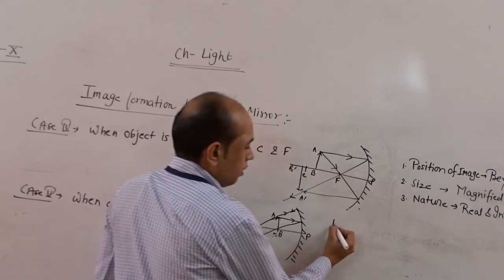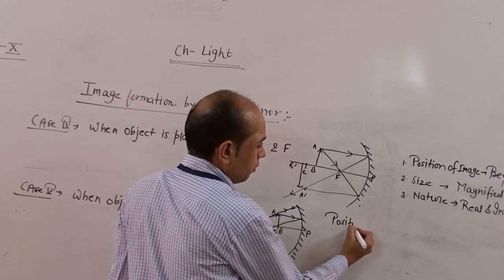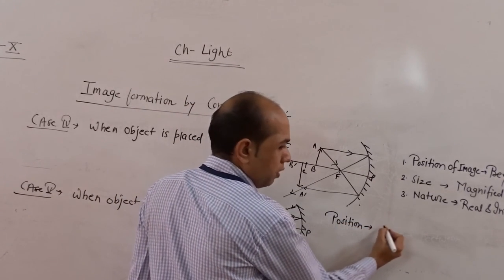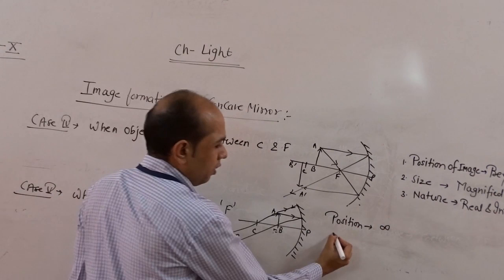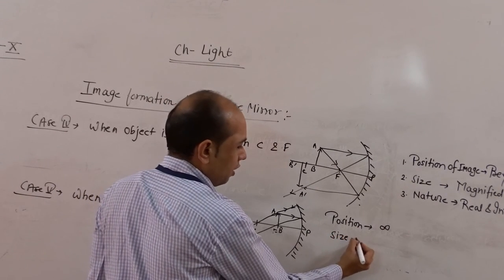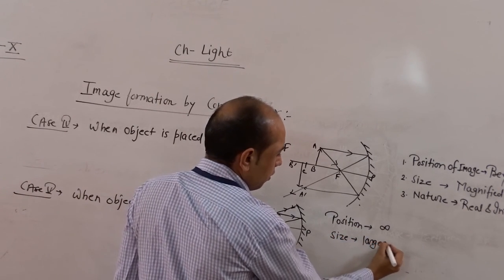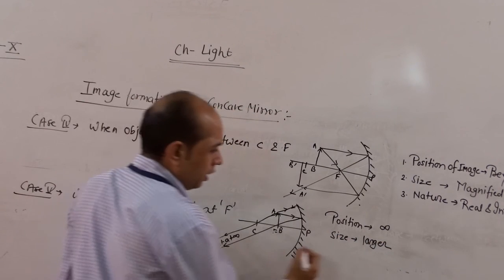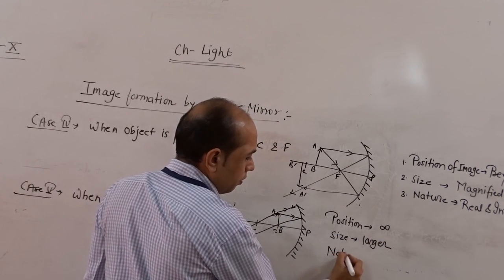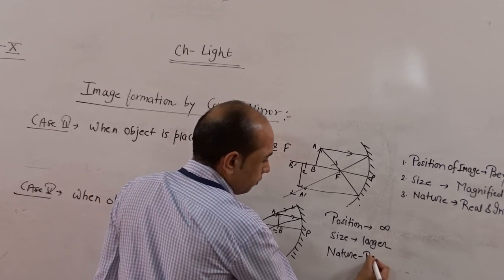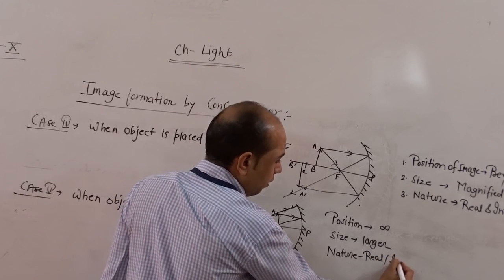So what we see here, position of image is here infinity. If we talk about size, the size is here larger because it meets at infinity, and third one is nature. So nature is here real and inverted.